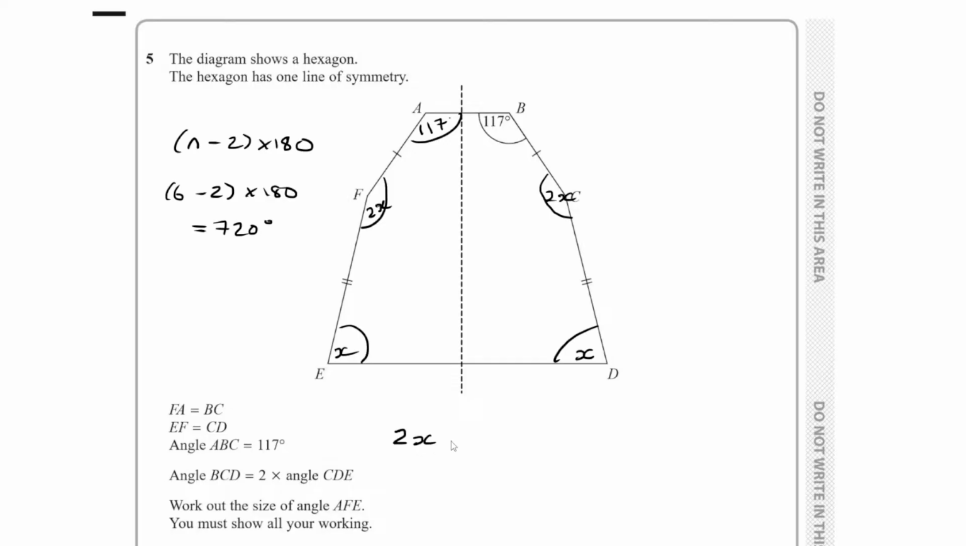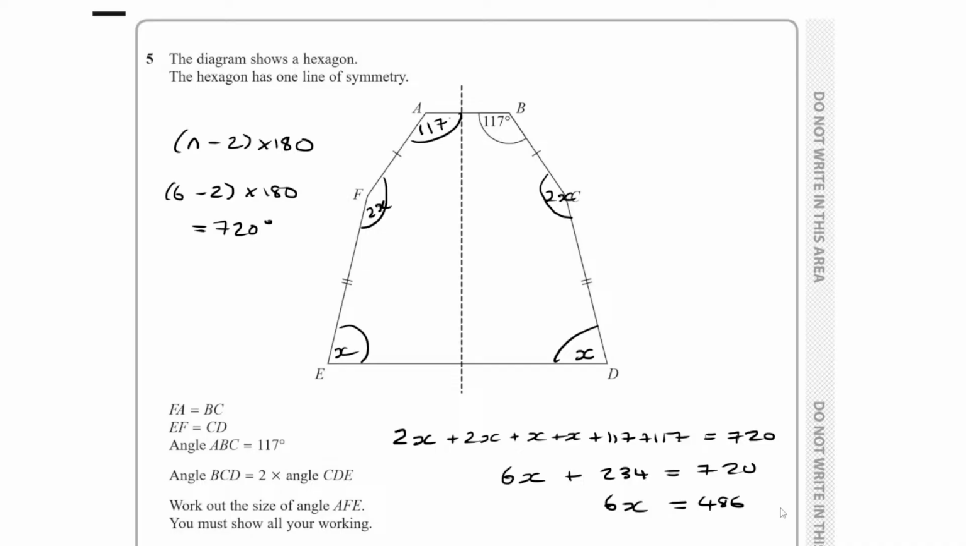So now you can create an equation. You've got 2x plus 2x plus x plus another x plus 117 and then another 117. And then that should equal 720. And then it's just solving it from there, isn't it? So you've got 6x plus 234 is 720. Obviously, I'm going to subtract the 234 to get just 6x, which leaves me with 486. And then if you divide by 6, you get 81.